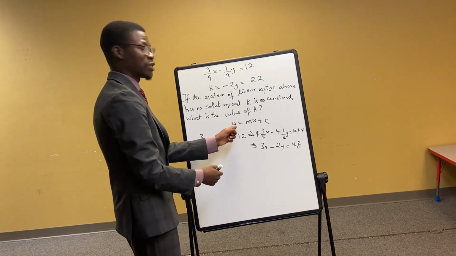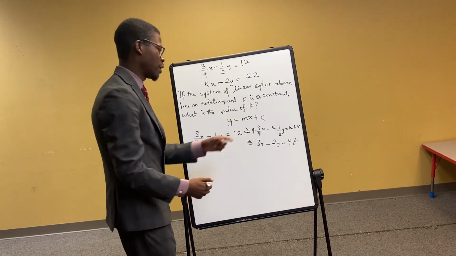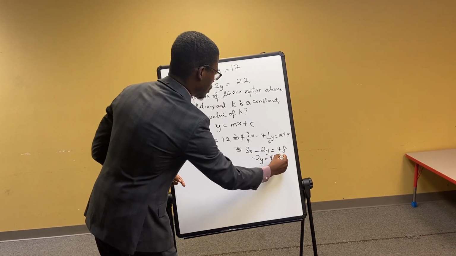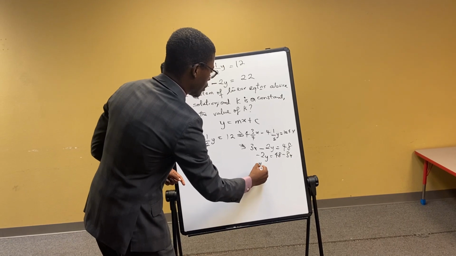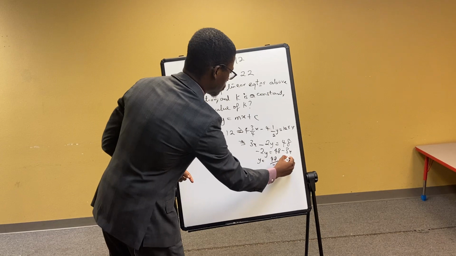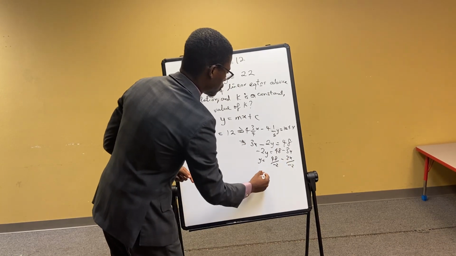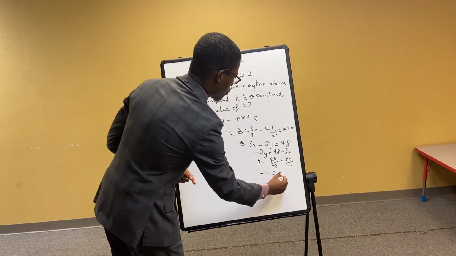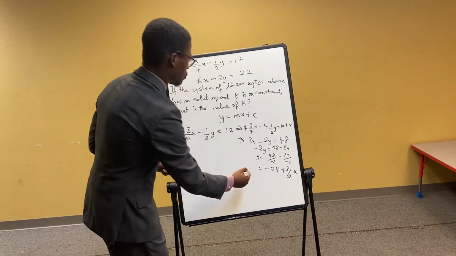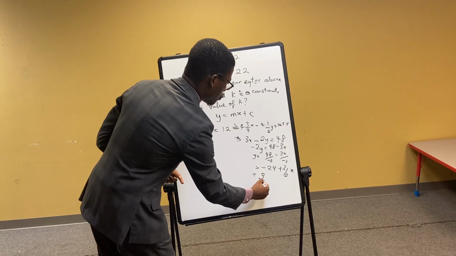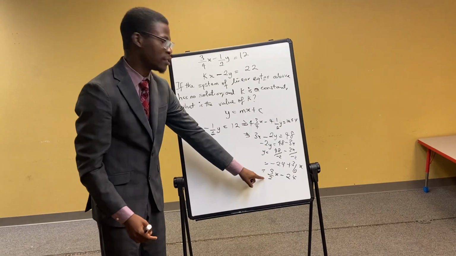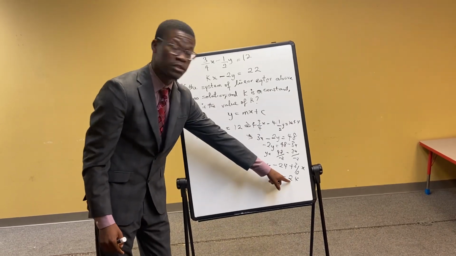Then I can go further because I want to make it like y equals mx plus c. So negative 2y equals 48 minus 3x, and y equals 48 divided by negative 2 minus 3x divided by negative 2. So this becomes negative 24 plus 3 over 2x, or 3 over 2x minus 24, to make it like mx plus c. So m here is 3 over 2 and c is negative 24.